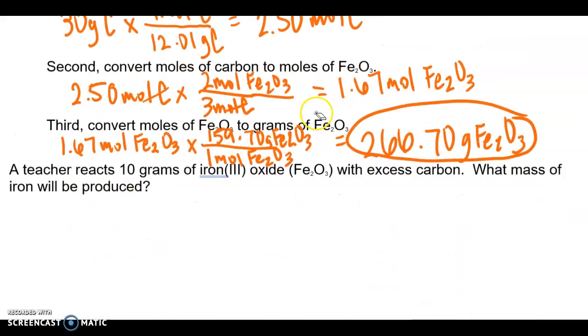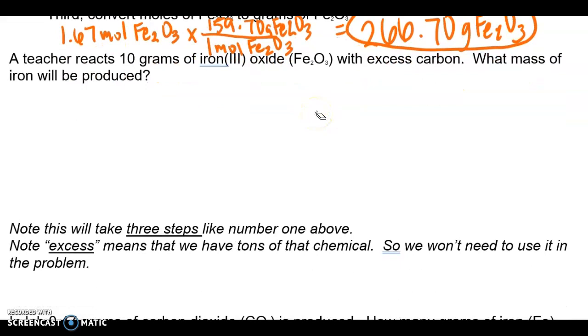The next problem we're going to do, same thing, we're going to use the same equation. It says a teacher reacts 10 grams of the Fe2O3 with excess carbon. So excess, if we go down here, it means that we have a ton of that chemical.